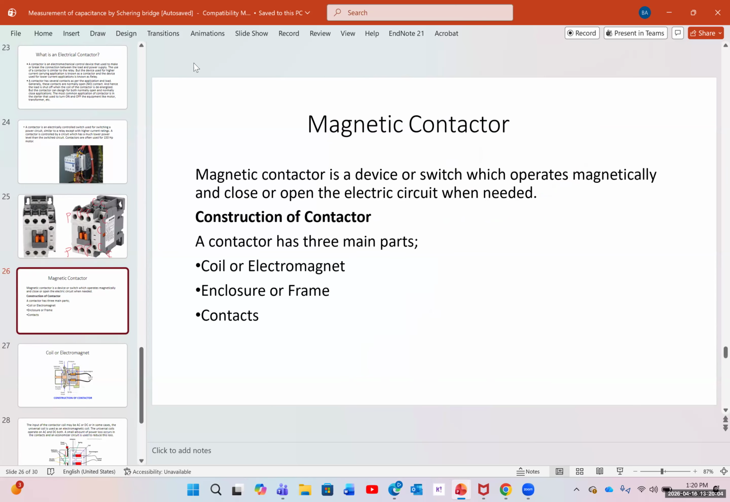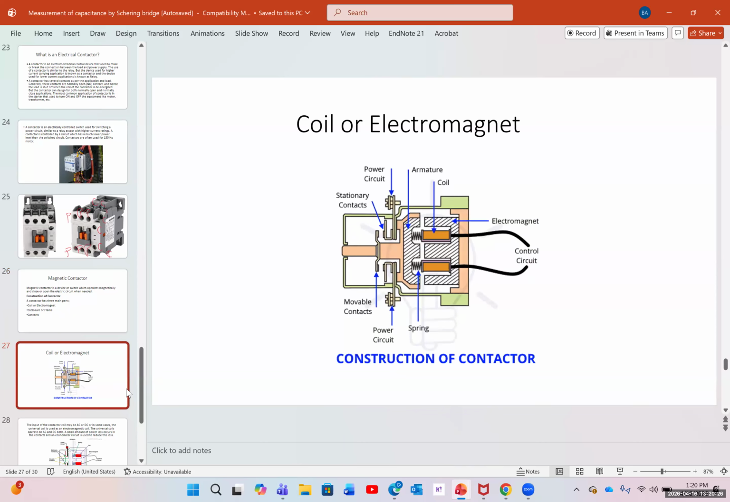Now, let's go through the principles of a contactor and how it works. We usually mainly use a magnetic contactor. It operates magnetically, opening and closing, and it has 3 main parts: the coil or electromagnet, the enclosure or frame, and the contacts. This picture shows the inner parts of a contactor.